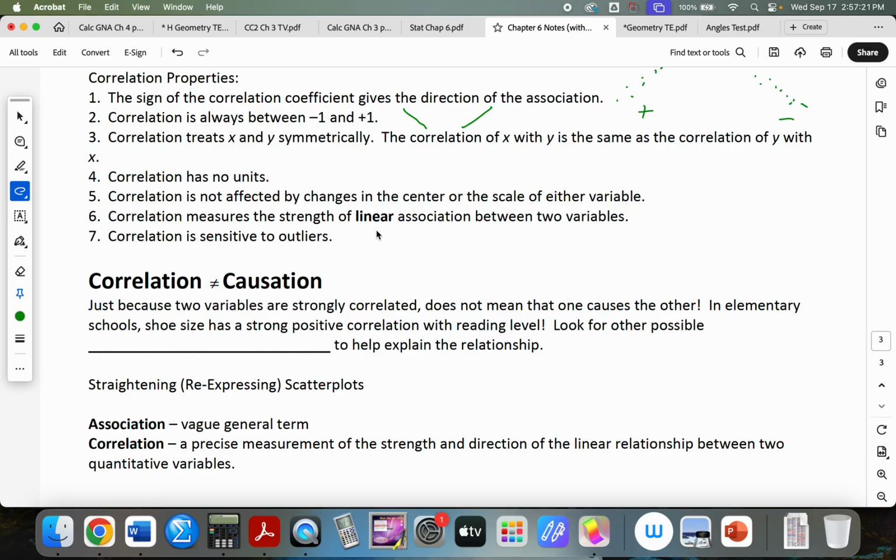Notice correlation measures the strength of the linear association between the two variables. You can have something that has a strong association, something that looks like a parabola. The correlation on that's going to be really small, near zero, because it measures the strength of the linear association, not the strength of some association. And correlation is really sensitive to outliers. If you have an outlier, it tends to change your correlation by quite a lot.